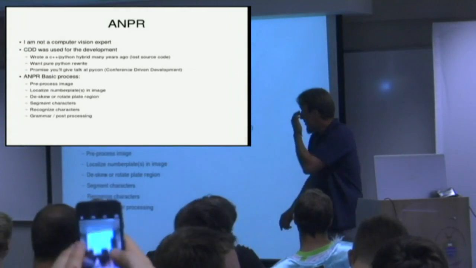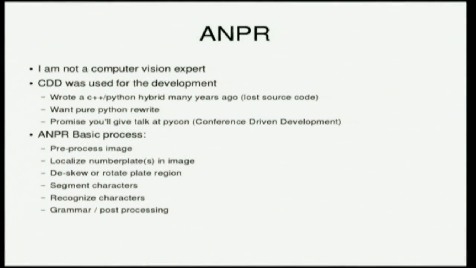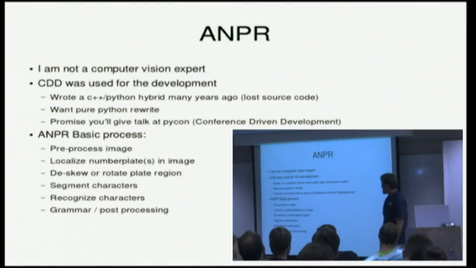Okay. So getting to the actual ANPR bit, I am not at all comfortable with programming computer vision. So if I did this wrong, please don't judge me. It'll be on GitHub, fix it. So I used CDD, conference-driven development, for this. I've been putting this off for 4 years. I did a C++ Python hybrid app long, long time ago. I lost the C++ source. I had a bunch of magic in there that worked for some reason, and I couldn't replicate it, and I just kind of left it alone, and then someone said, let's redo this. And yeah, the conference forced me to do it. A bit different than test-driven development, but it goes.